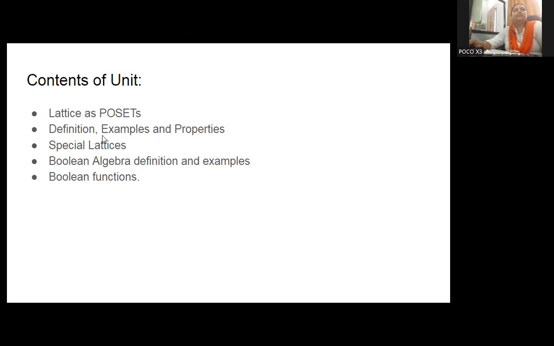Then the definition, examples, and properties of these lattices. Then what are the special lattices? That is also the next content of this unit or chapter. Then it starts with the Boolean algebra definition and examples, and then Boolean function. These are the contents of this unit.